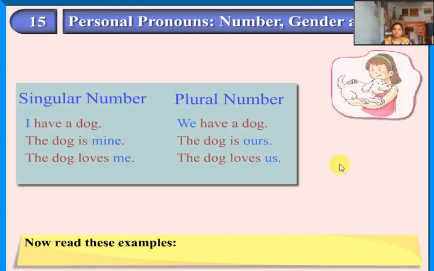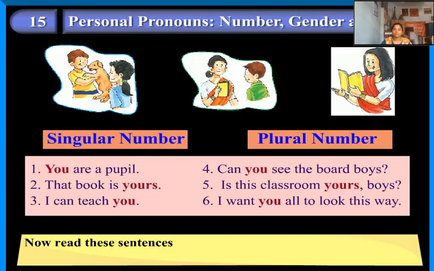Now read the examples. Singular number, plural number. I have a dog. We have a dog. The dog is mine. The dog is ours. The dog loves me. The dog loves us. Now read these sentences. Singular number, plural number.